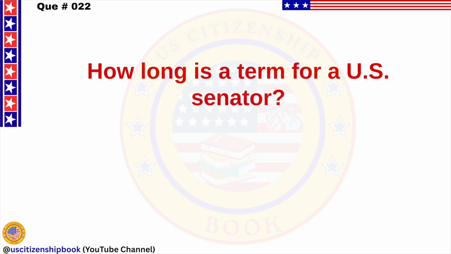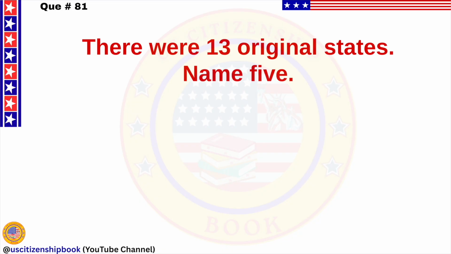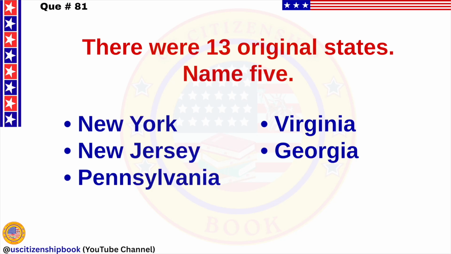How long is a term for a U.S. Senator? Six years. There were 13 original states. Name 5. New York. New Jersey. Pennsylvania. Virginia. Georgia.